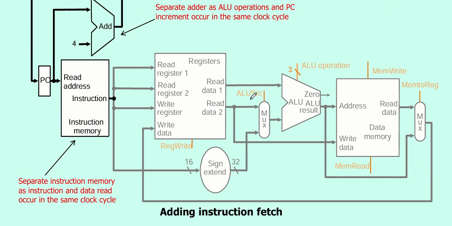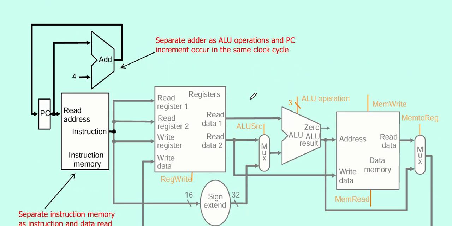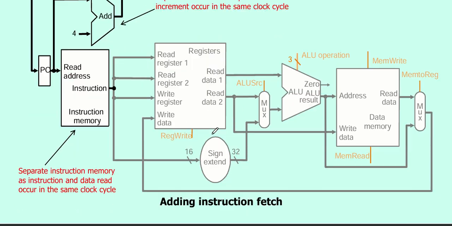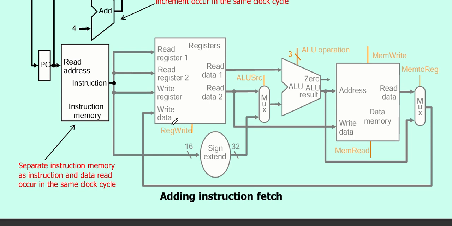And this is the full data path, right? This is the full data path. And there are a few things you have to take note of. Separate instruction and data memory, read in the same clock cycle. It's not much new information.